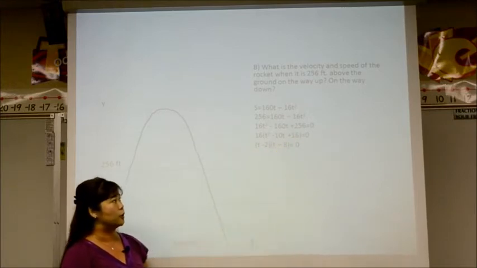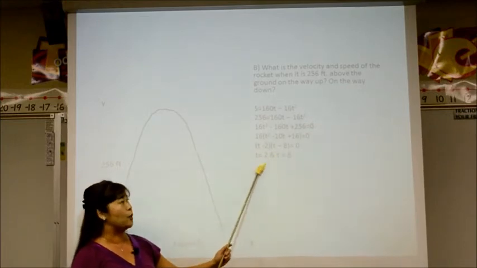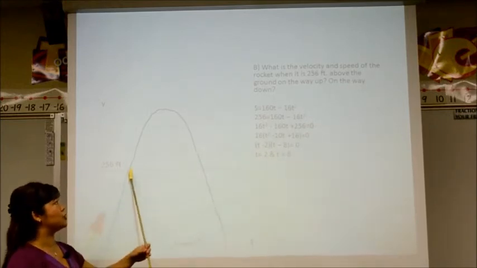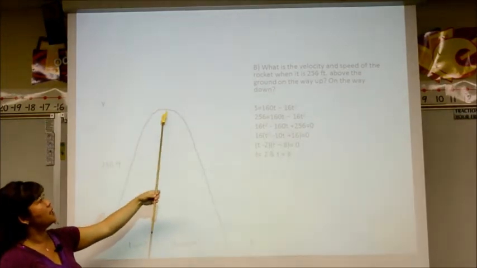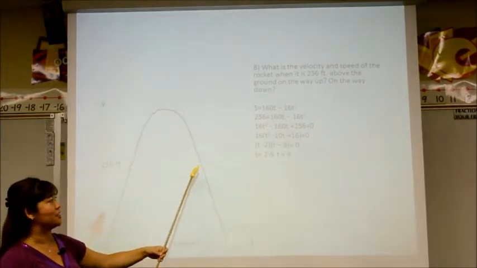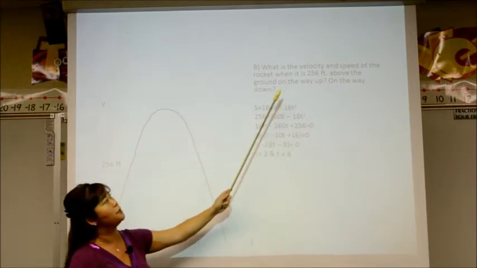Okay? So we're going to set each of these parentheses equal to 0, and that leaves me at t equals 2, and then t equals 8 seconds. So at t equals 2 seconds, it intersects at 256. It's going to reach its maximum, then come back down at 8 seconds. It's going to hit 256 again. Okay? But the question's asking us to find the velocity.